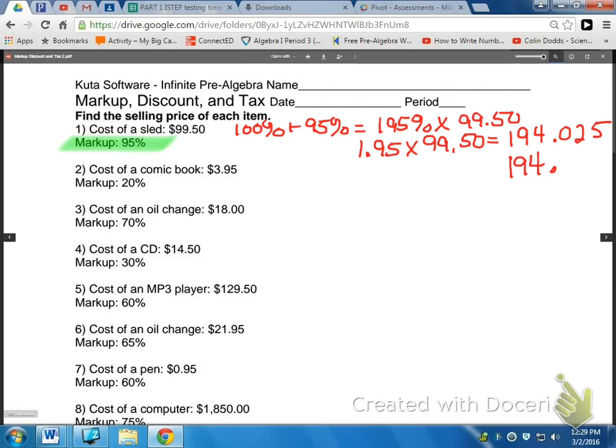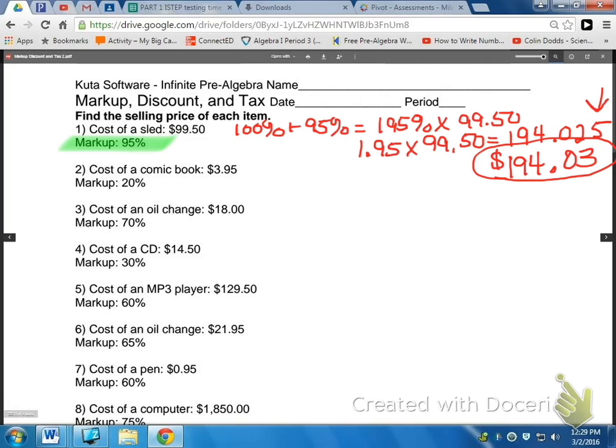194.2 cents. Nope. What's the 5 say to do? Okay, so $194.03. So 2 decimal places, because money has 2 decimal places. That third place tells you how to round the cents place.